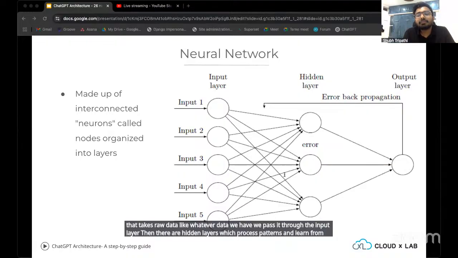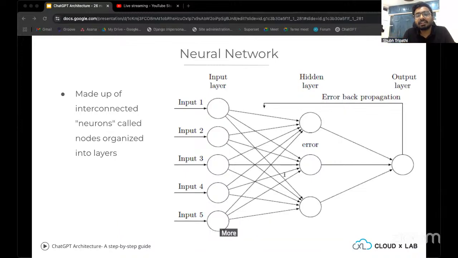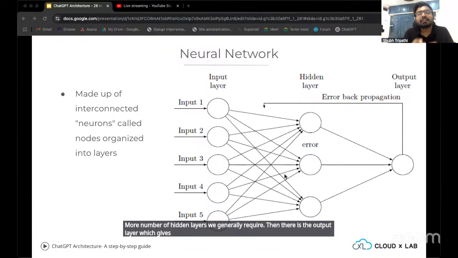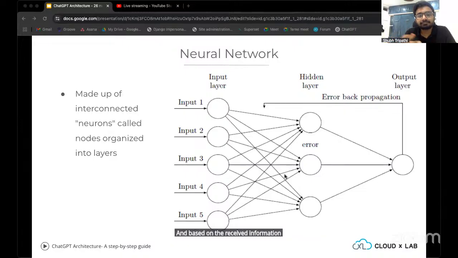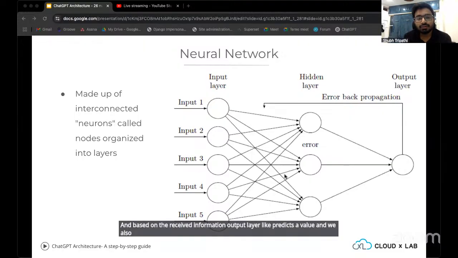There can be any number of hidden layers. The more complex the problem is, the more hidden layers we generally require. Then there is the output layer, which gives us the final result. The input layer takes the input, the hidden layers analyze the patterns in the data and pass the information to the output layer. Based on the received information, the output layer predicts a value, and we also have the actual value of that input. Suppose we input an image of a cat, we know that it is a cat.